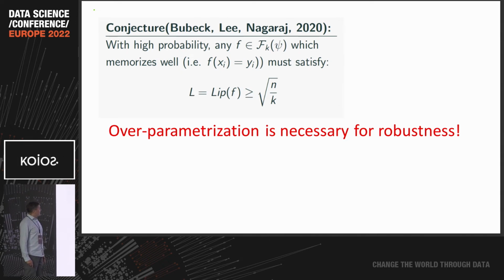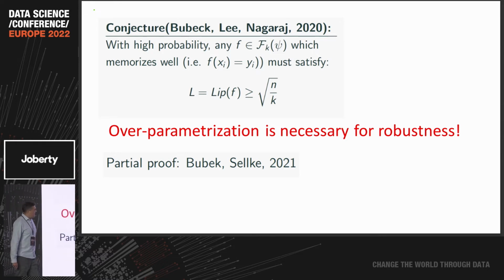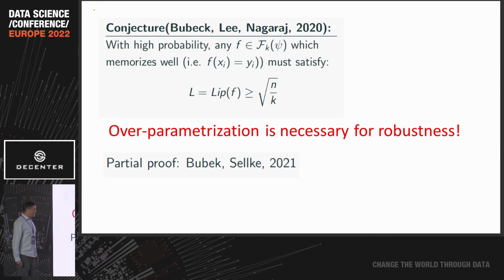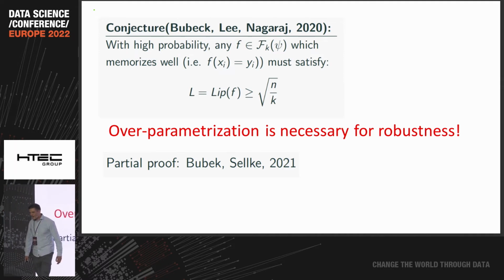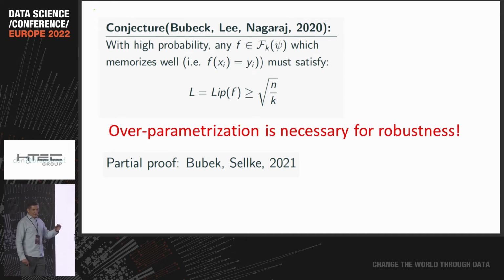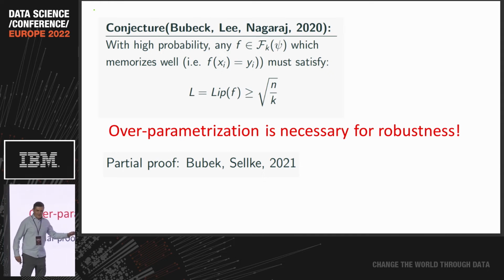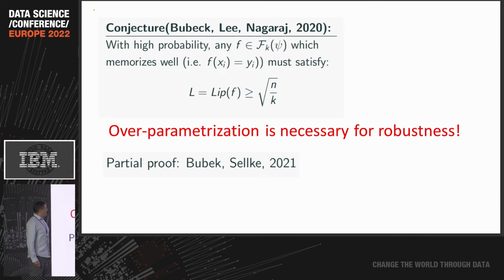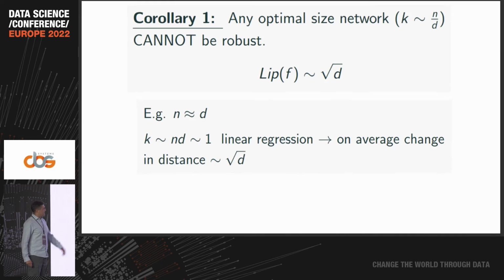And this conjecture has two corollaries, which I'm going to show you. It was partially proven by Bubeck and Sellke in 2021, and it's a really recent result, and it's really hard to understand the proofs of mathematical theorems nowadays. For understanding some mathematical theorems nowadays, you need weeks, months, years. And the first corollary is that any optimal size neural network cannot be robust. It can be seen easily.